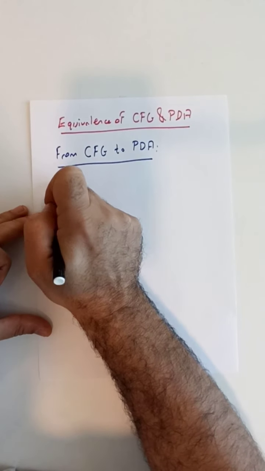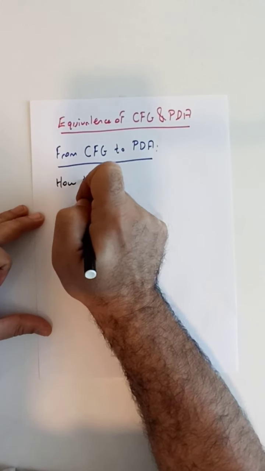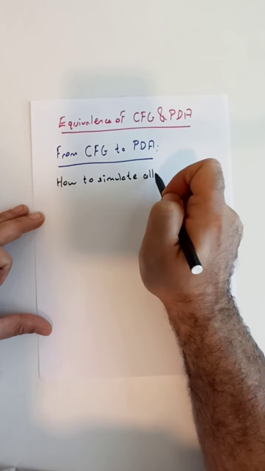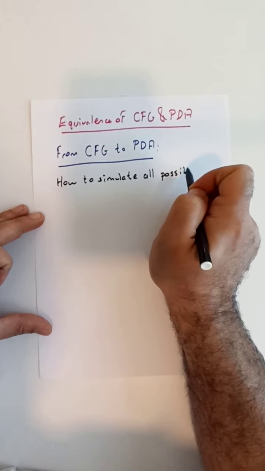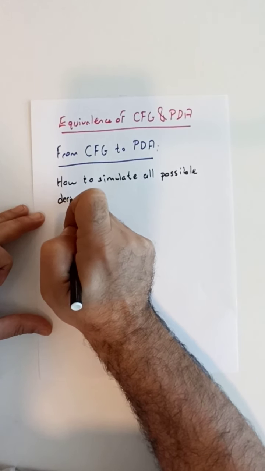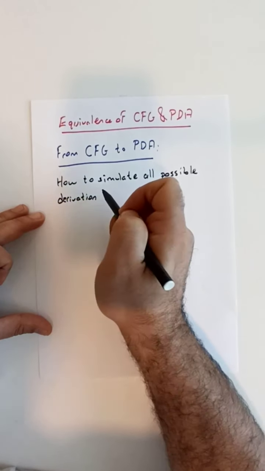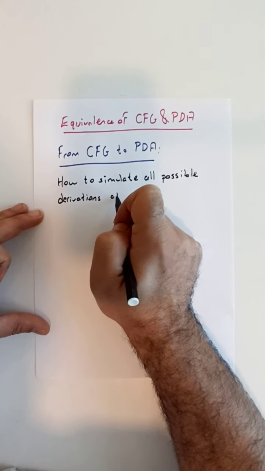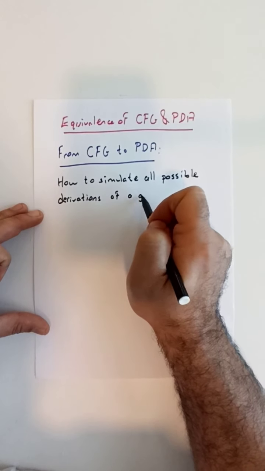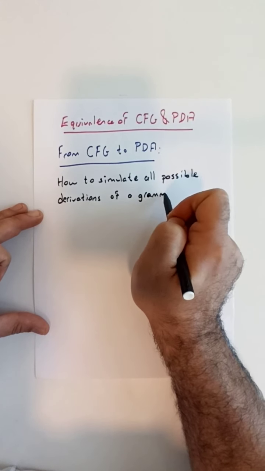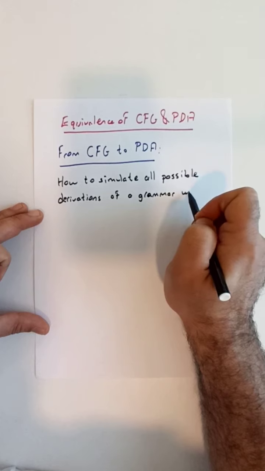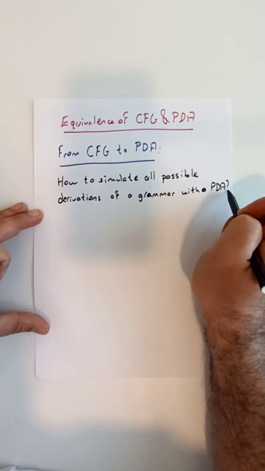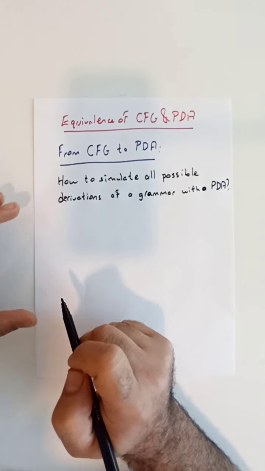So the main question is how to simulate all possible derivations. We can pick one of the derivation types, either leftmost or rightmost. Let's say all possible leftmost derivations of a given context-free grammar with a PDA. So this is the main question.